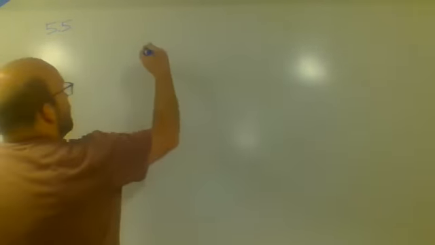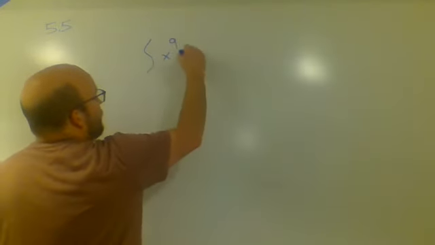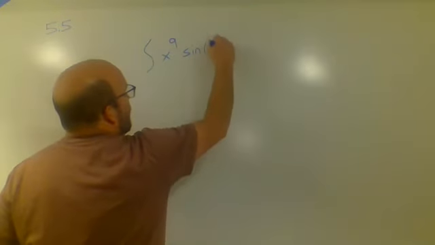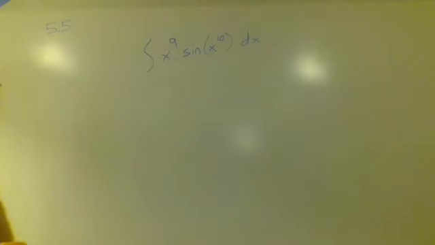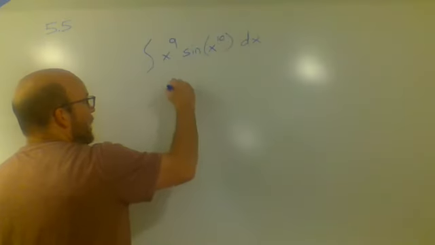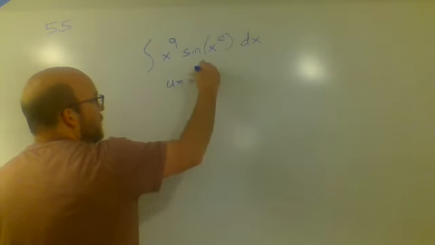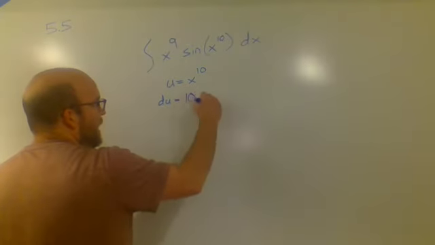So this go around, let's say we're working with the antiderivative of x to the 9th times sine of x to the 10th dx. Okay. So we're back to one that's a little bit more obvious, and we have a function inside of another function. So your value u is going to be x to the 10th. When you take the derivative to find the differential, you end up with a 10x to the 9th.